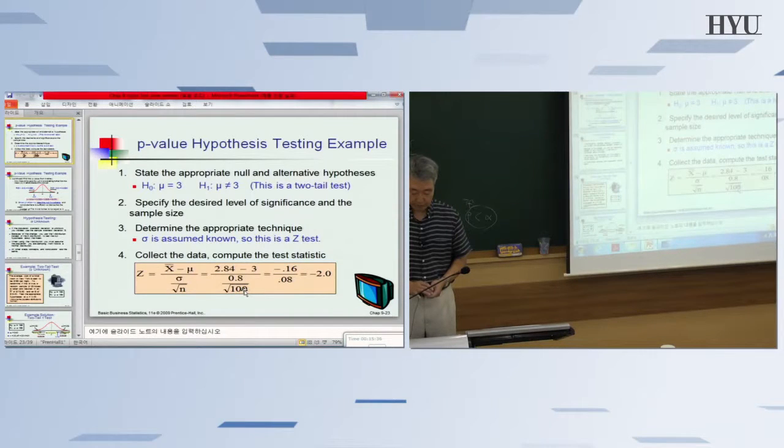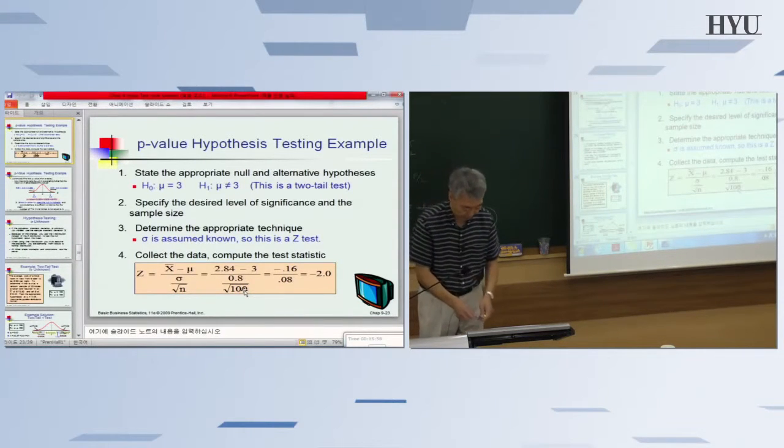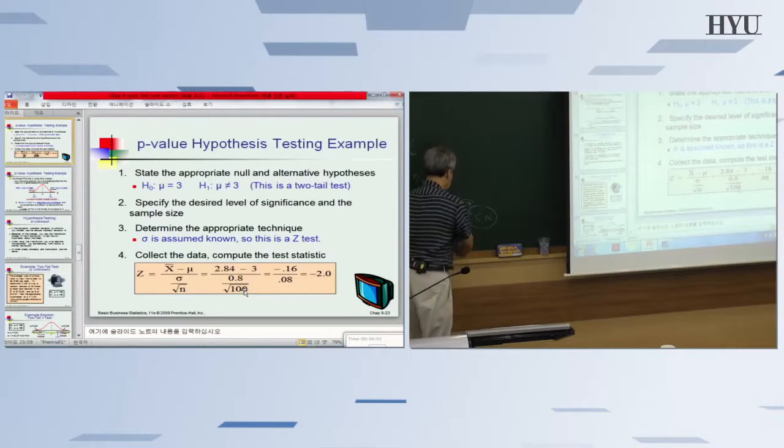And then determine the appropriate technique. Well, in this example, sigma is assumed to be known, right? So we can use a z-test. So we can use the z-score as the test statistic, right? And we're going to talk about the other case a few minutes later, right? So your test statistic came out to be negative 2.0 when you calculate it.